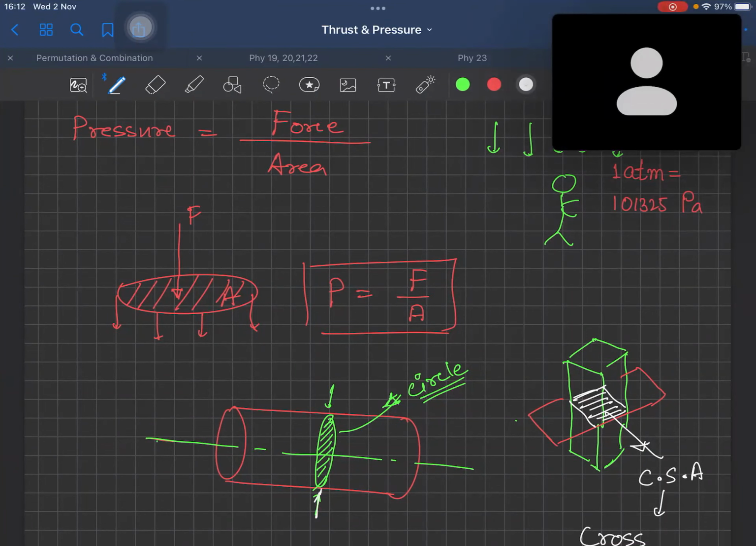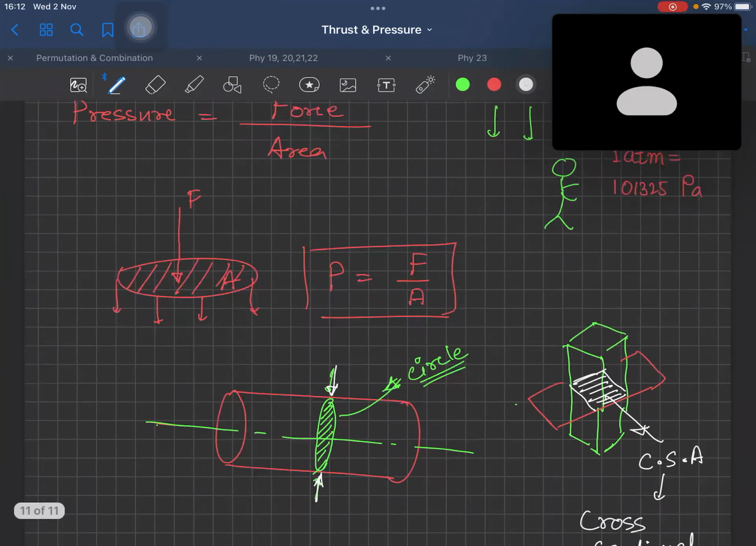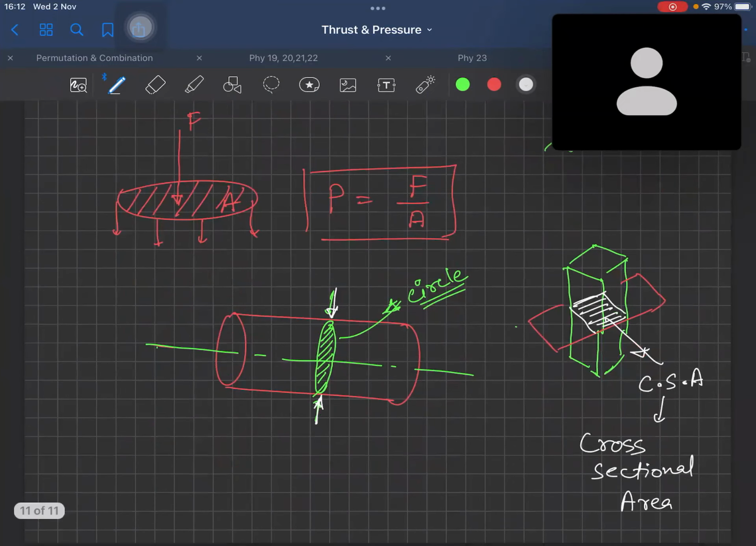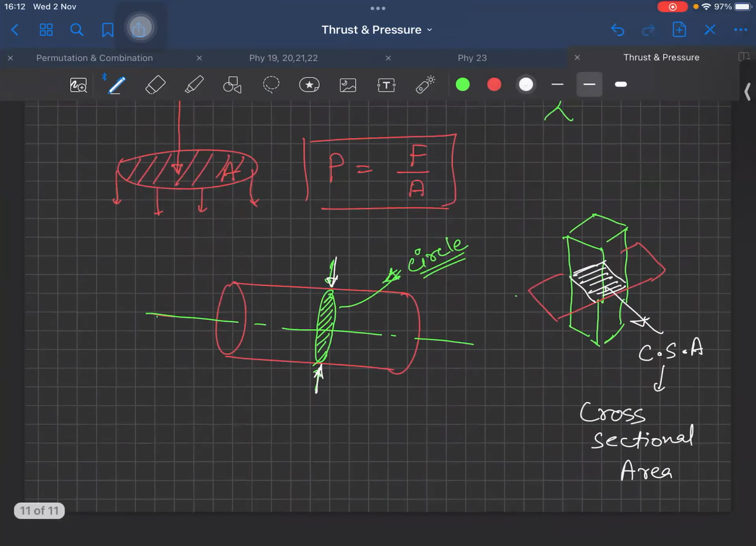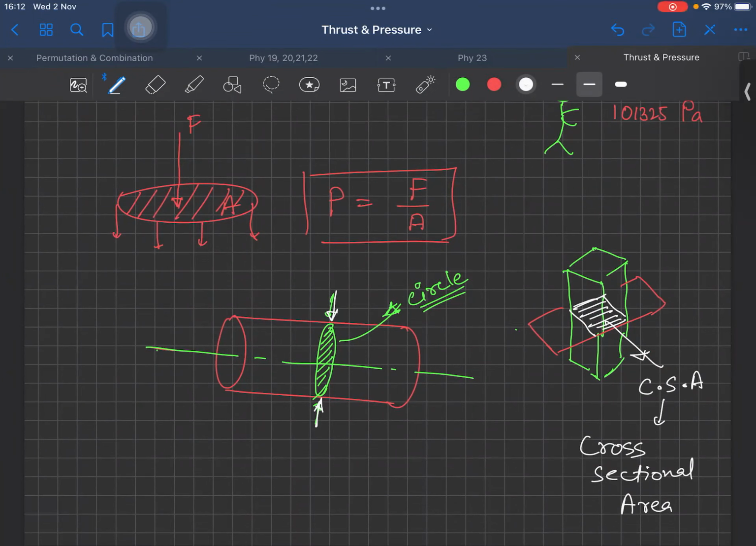Okay, it is fine. But did you guys understand the meaning of cross-sectional area? What do you mean by cross-section? Sir, can you explain it again? See, that's what I was asking. If you don't know, you have to ask, right? If you haven't understood, you have to ask.